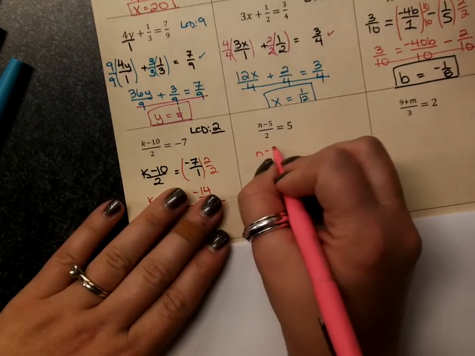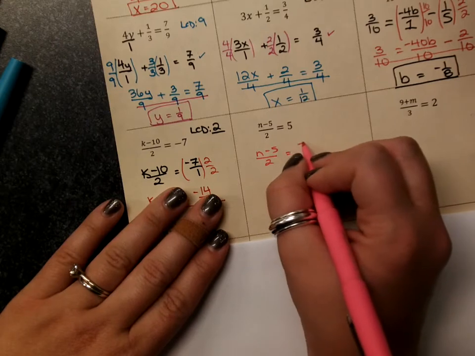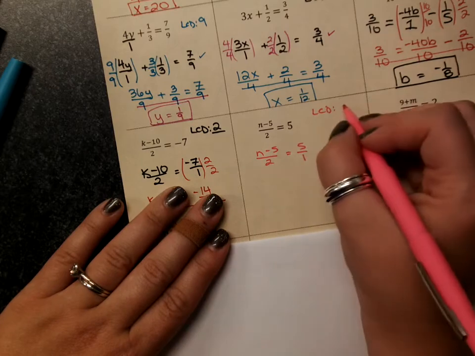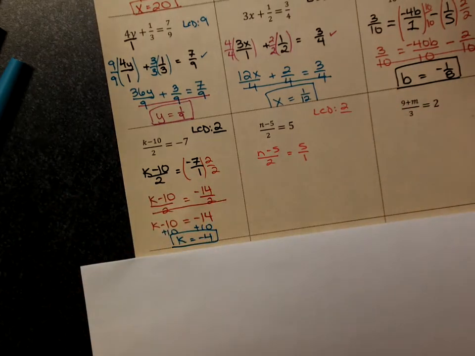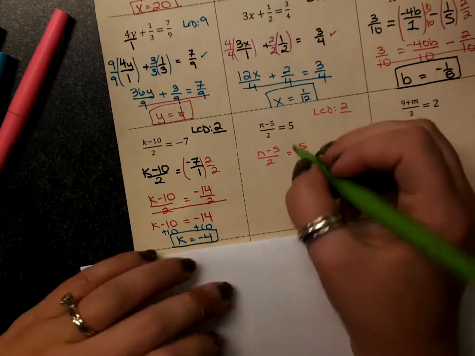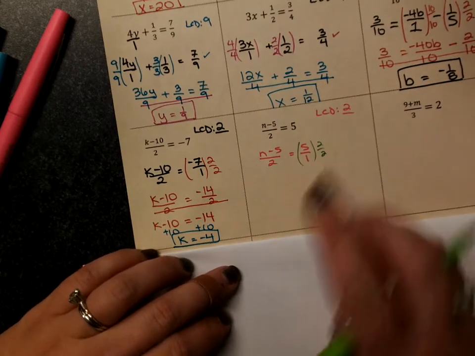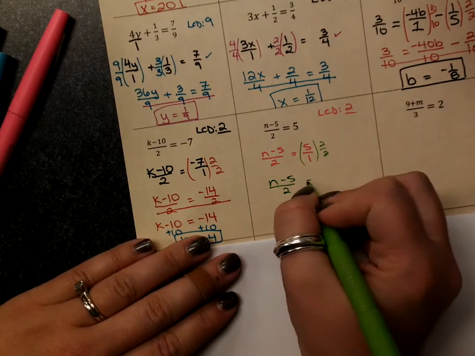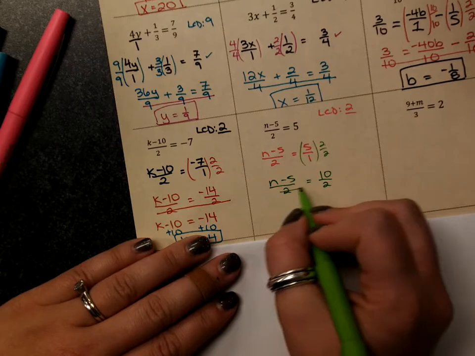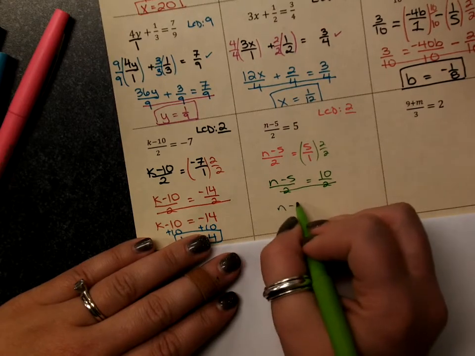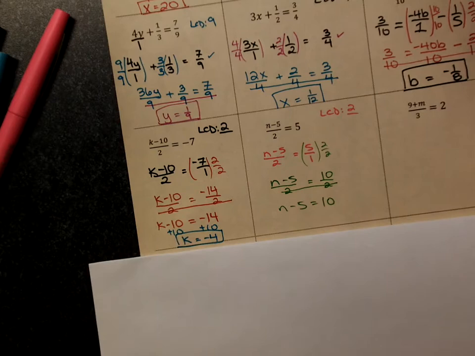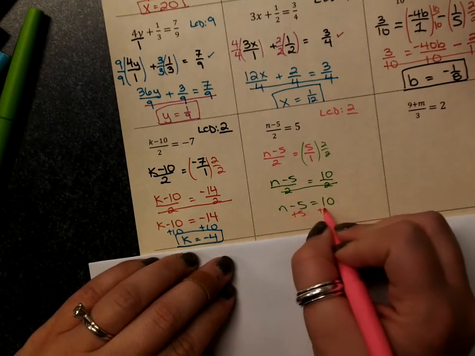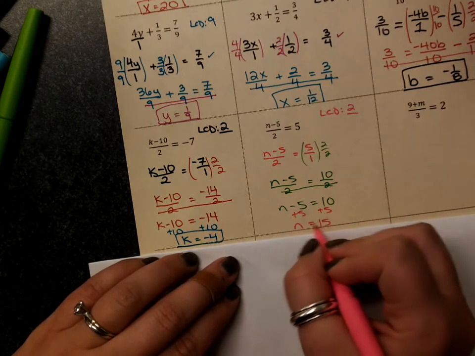We have n minus 5 over 2 equals 5 over 1. LCD again between 2 and 1 would be 2. So we're going to multiply this fraction by 2 over 2. That gives me n minus 5 over 2 equals 10 over 2. Ignore the denominator now, or eliminate it. N minus 5 equals 10. And from there, all we have to do is add 5 to both sides. And n equals 15.